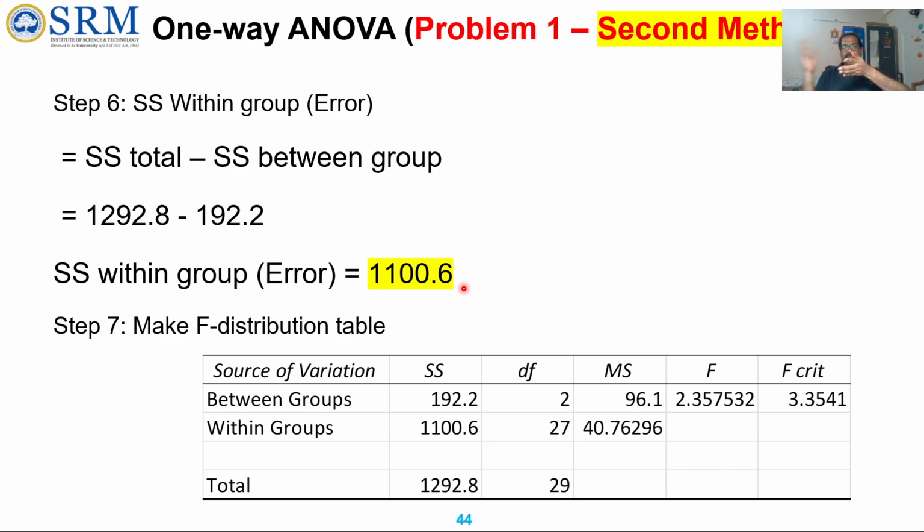So degrees of freedom also we know. Simply we can make the F table. The ratio between SS and degrees of freedom: 192.2 divided by 2, 1100.6 divided by 27, will give this value. Then the ratio between these two gives 2.35. This is the F calculated. F critical from the table for 2, 27 degrees of freedom is again the same value. So this is method number 2.